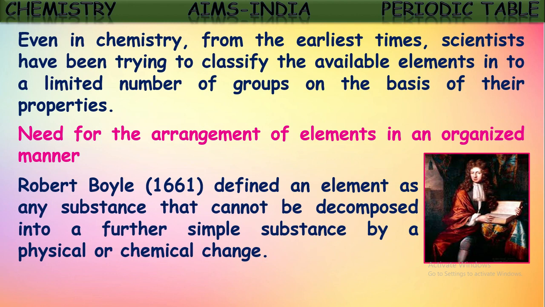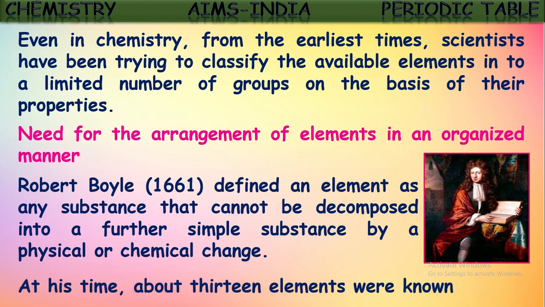Robert Boyle defined an element as any substance that cannot be decomposed into a further simpler substance by physical or chemical means. Yes, for the first time, Robert Boyle defined the element. He told that an element is a simple substance which cannot be decomposed further into simpler substances. Only the simplest substance of every matter is considered an element. At his time, about 13 elements were known. Only very few elements were known at the time of Robert Boyle.